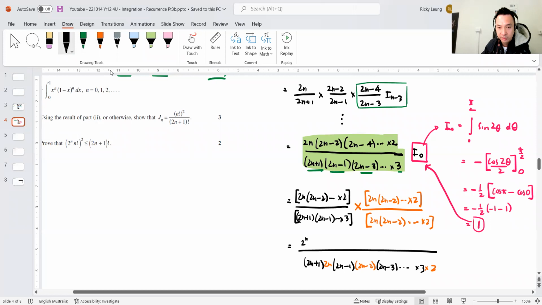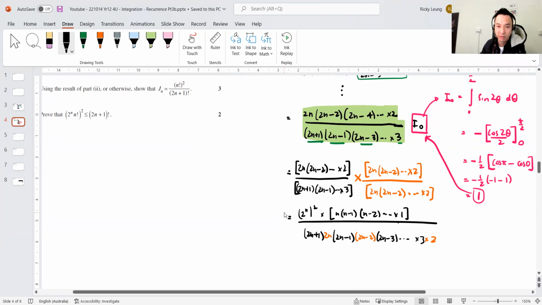It'll be like 2 to the power of n, because there's n terms, right? Squared, because there's 2 of them, right? So squared, and then multiply that by n factorial squared, right? Because that's what it is. If I factorize 2 from each point, maybe I'll do it in 2 steps. Maybe I'll go and factorize, it'll be n times n minus 1, n minus 2, and the last 2 factorizes to 1, right? So there I have it.